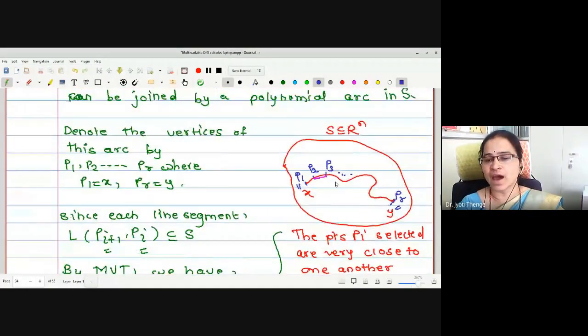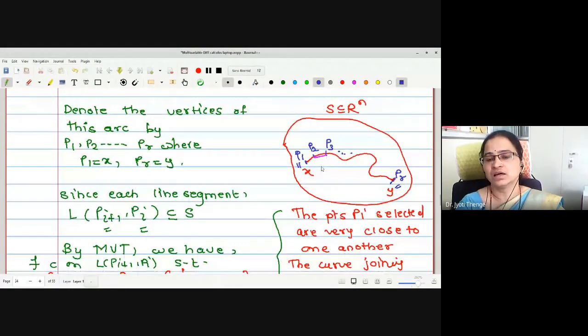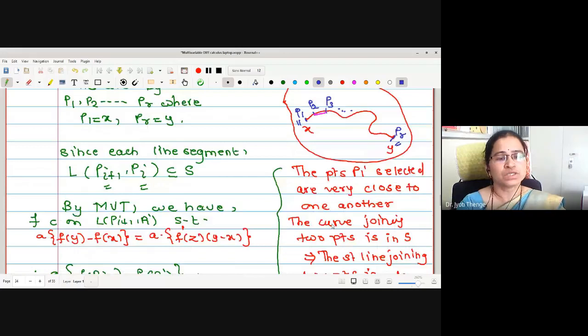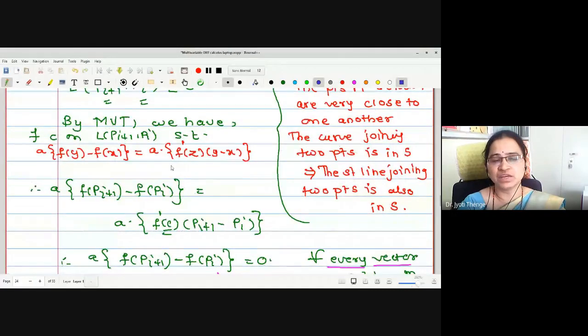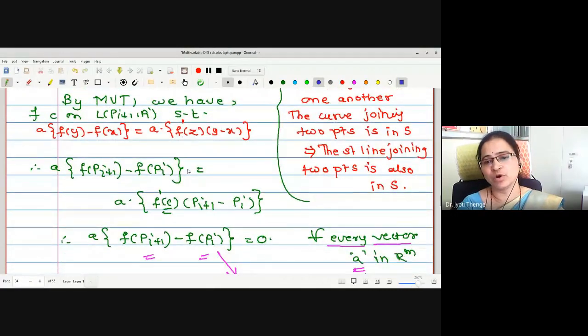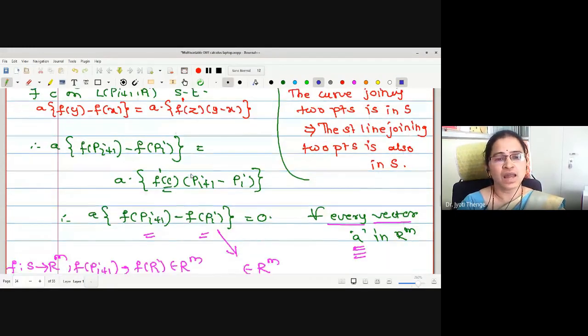Now we mark the points so near to one another that, as the arc is lying in the set S, the line segment joining two consecutive points will also be in the same set. Once the line segment joining the two points Pi plus 1 and Pi is in S, we can use the mean value theorem, the mean value theorem for multivariable functions we have seen in the last lecture.